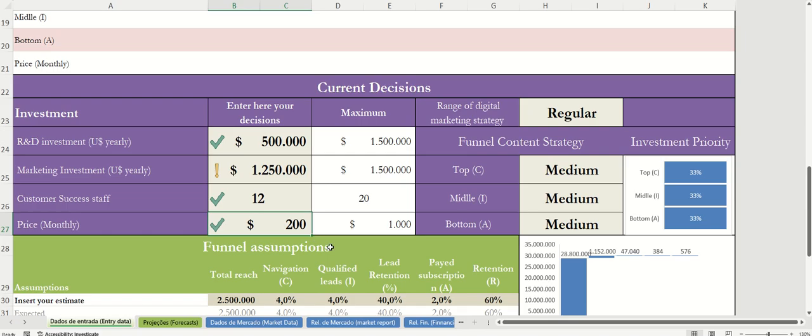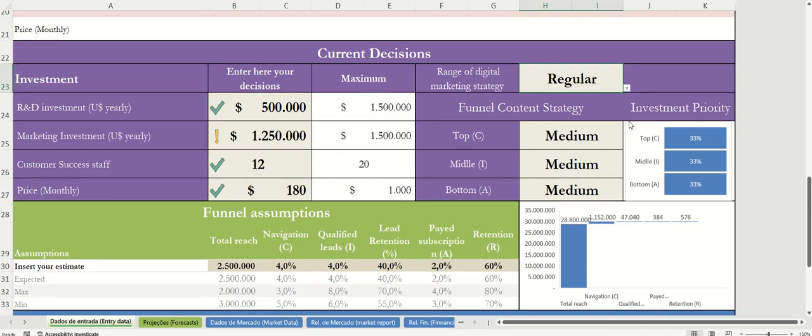Then I define the price. The usual price is between 150 and 300, and I want to have a low price in the beginning. Let's say that my monthly price will be 180. Okay. Then we have here the decision on the range of digital marketing. Every time that you change the range, it means that you're trying to reach more people, and this also will be related to a lower level of conversion rate.